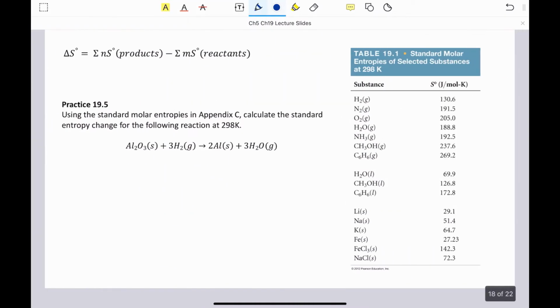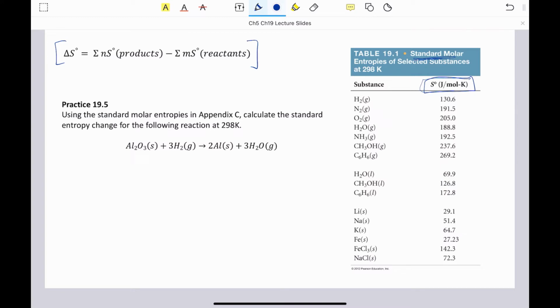All right, same equation that we used previously: the sum of the standard entropies of our products minus the sum of standard entropies of our reactants. Thing to take note of here: standard molar entropy units have a temperature component in them, as in it is joules per mole Kelvin, because temperature is directly linked to entropy, and we'll talk a little bit more about that soon.